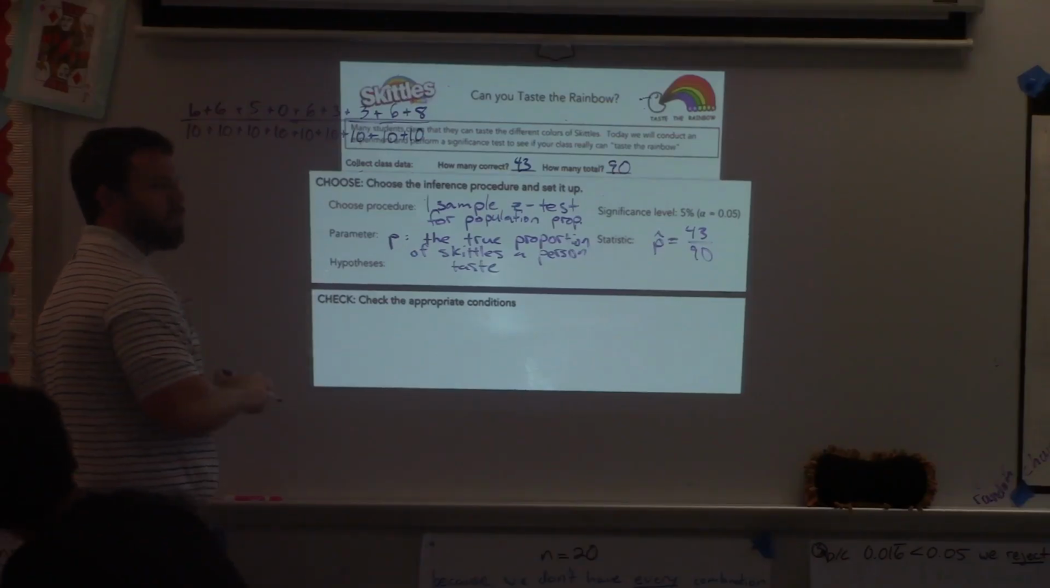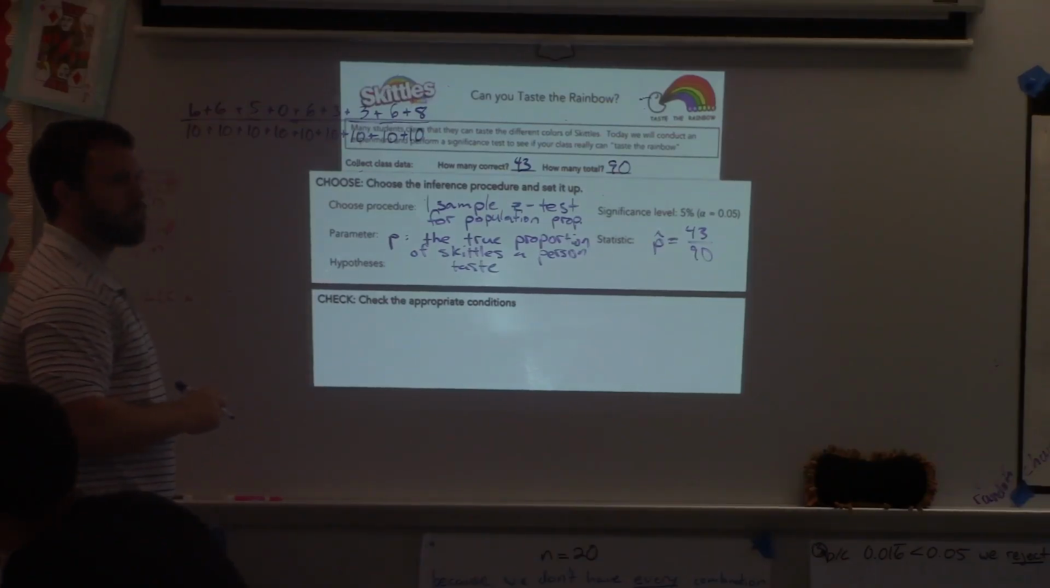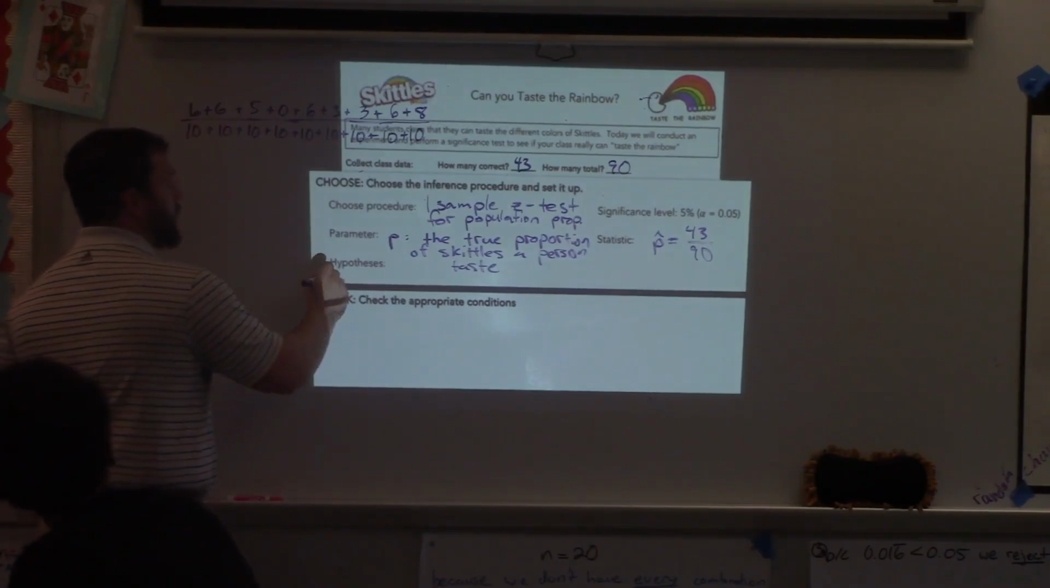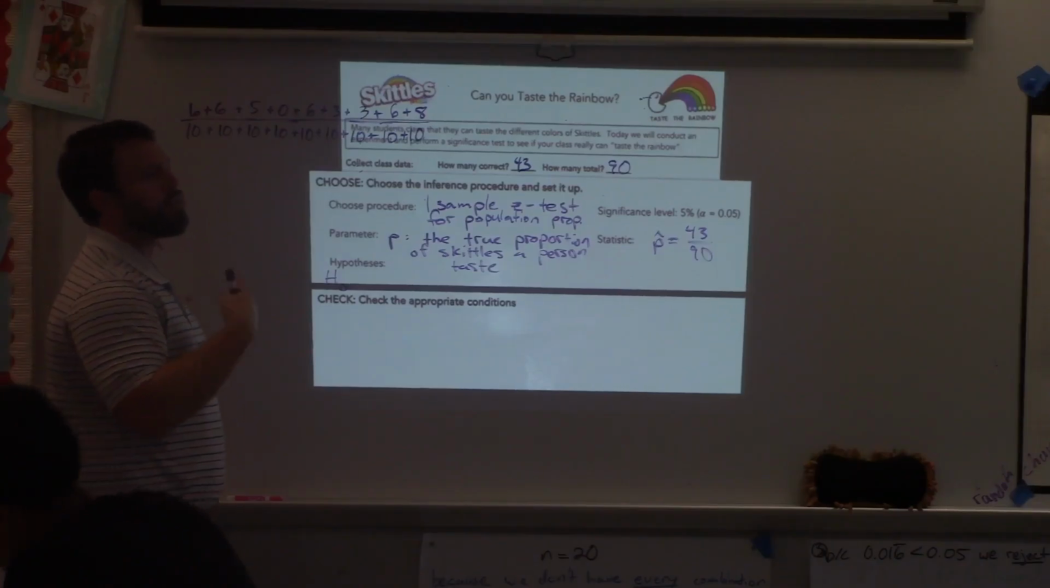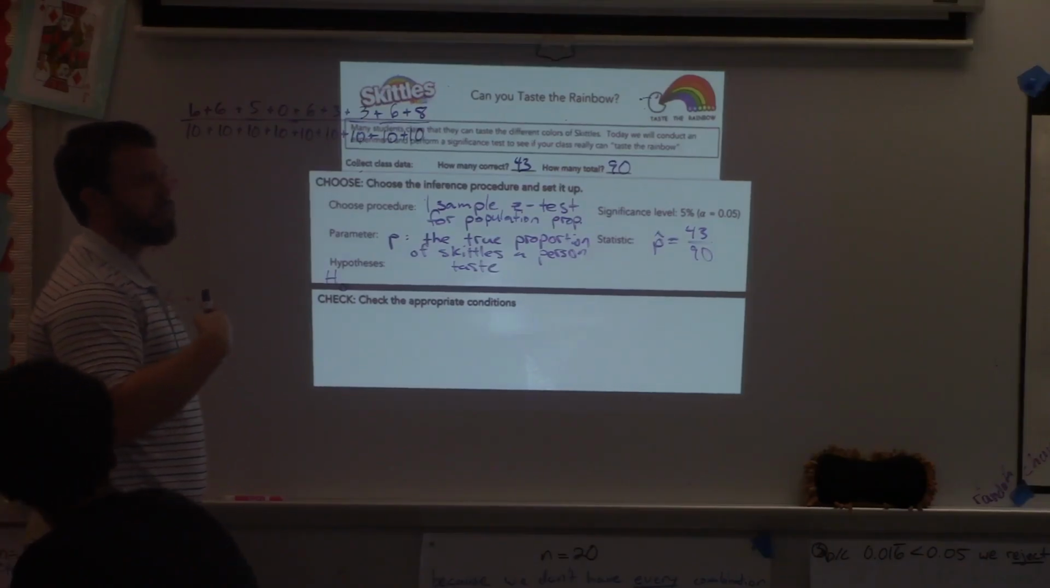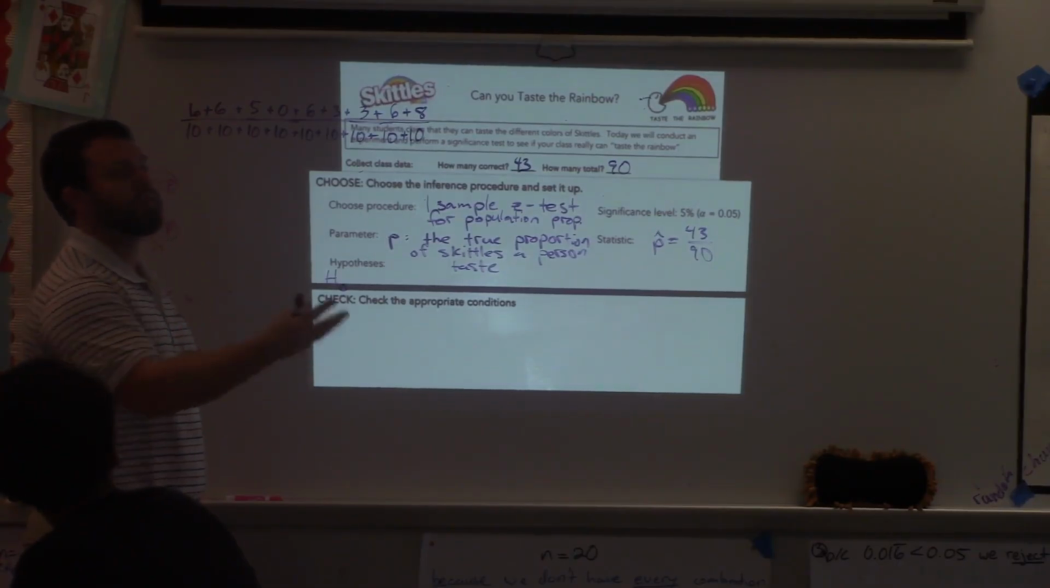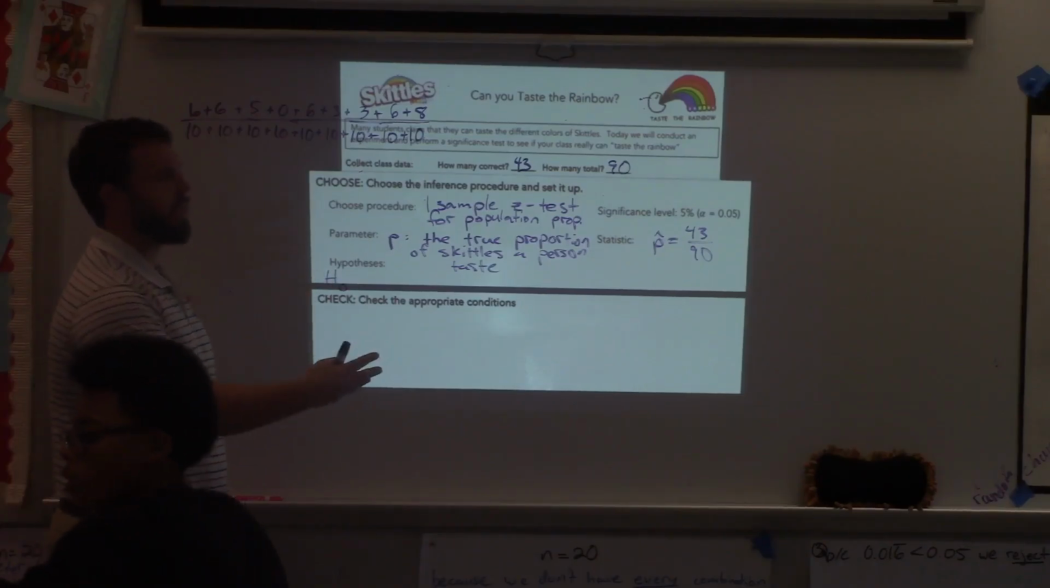Hypotheses. The actual proportion is... I will say this, the Skittle, what is our alternative? That we cannot taste Skittles? That we can taste Skittles. We can't assume someone can taste Skittles, we have to collect evidence for that.